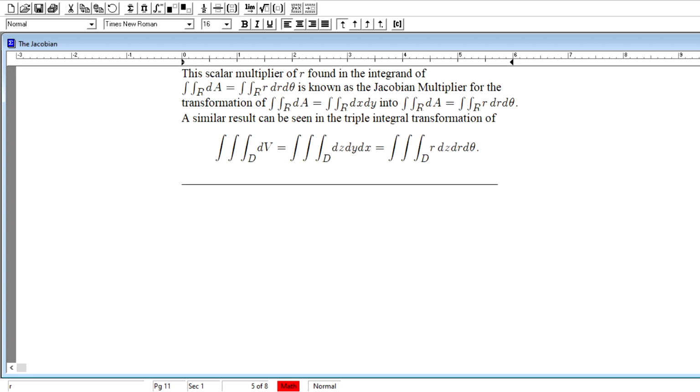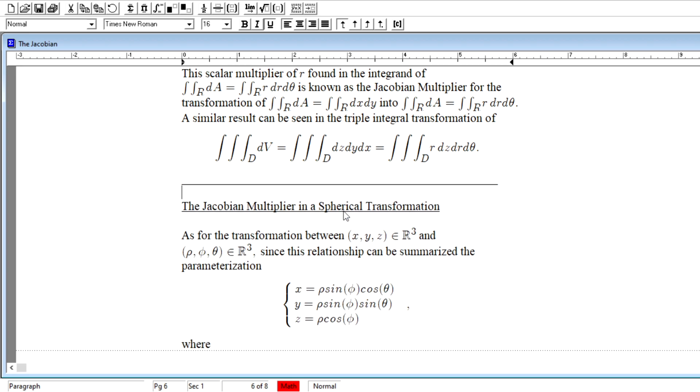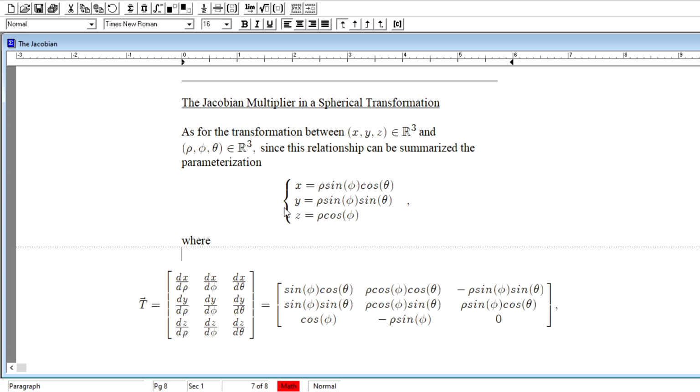Now, what we might consider then, lastly, is the Jacobian multiplier that we see in the spherical transformation. And where it comes from, right, is, first of all, the understanding that in the transformation between x, y, and z and rho, phi, and theta, x, y, and z relate to rho, phi, and theta with the following parameterization.